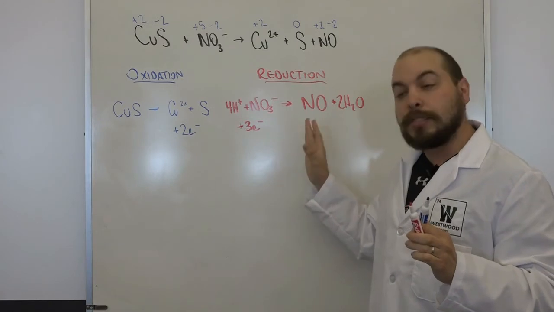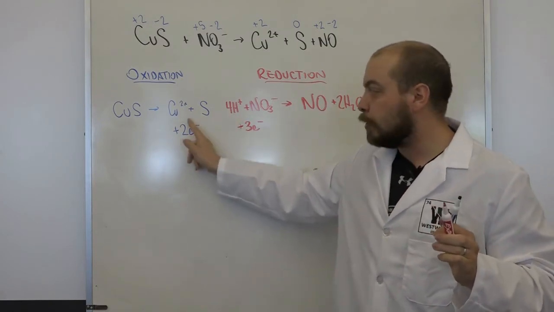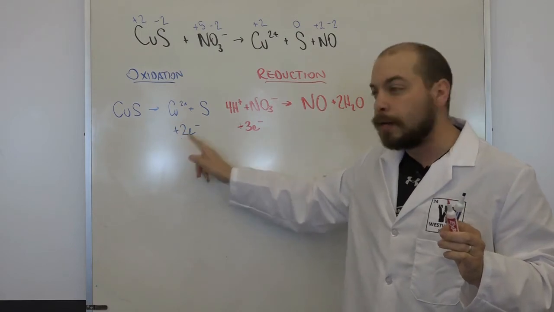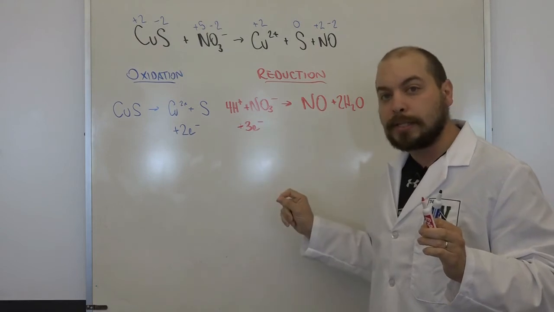Now remember, to double check that you've done it right, oxidation is loss of electrons. That means the electrons are going to be on the product side. Reduction is gain of electrons. That means the electrons are going to be on the reactant side.